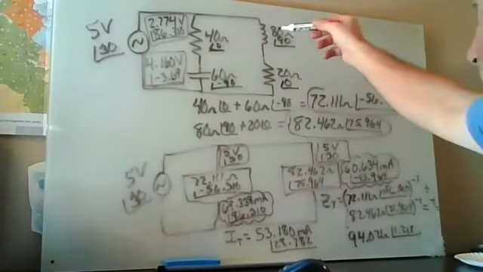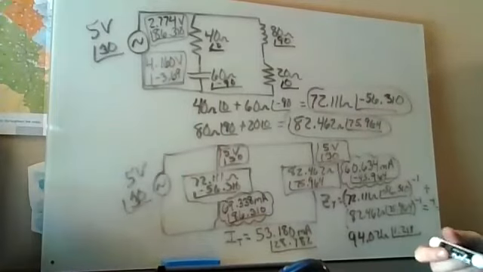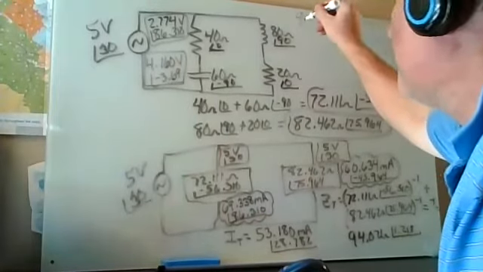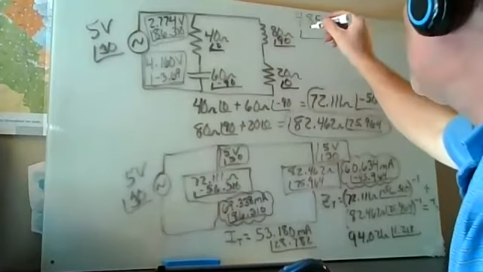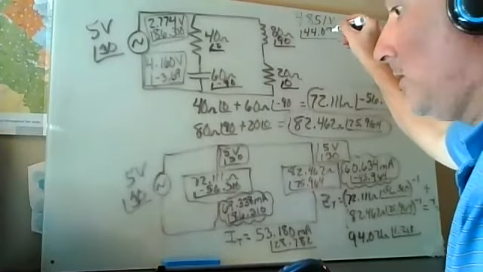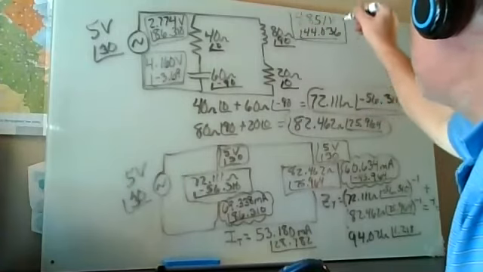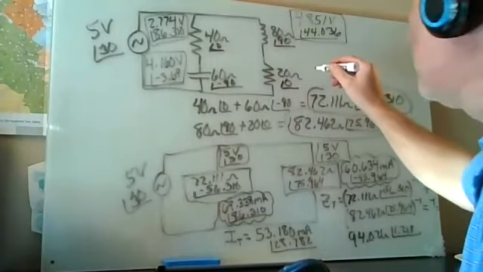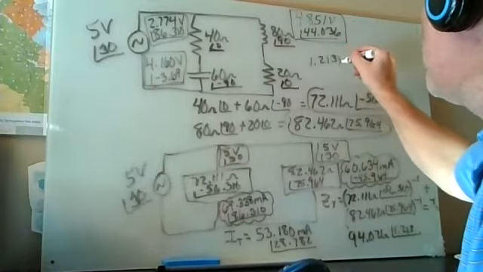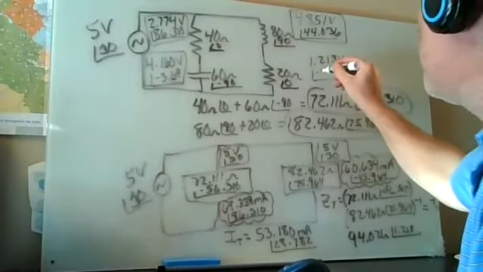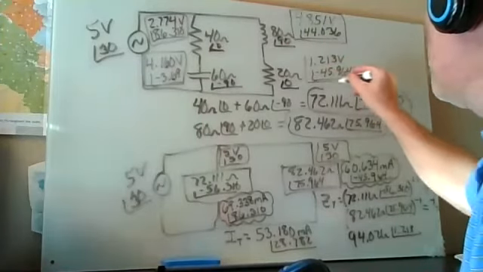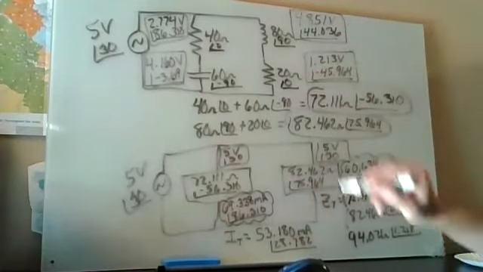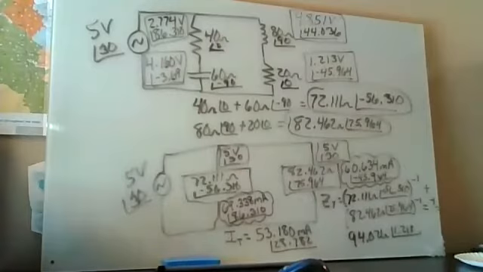I know this current came back here, so I'm going to multiply each one of these by that current, and I should get 4.851 volts at an angle of 44.036 for my inductor, and 1.213 volts at an angle of negative 45.964 over my resistor. I'm going to add these two up, make sure I get 5 volts at an angle of 30. Bam, I do. I'm good.